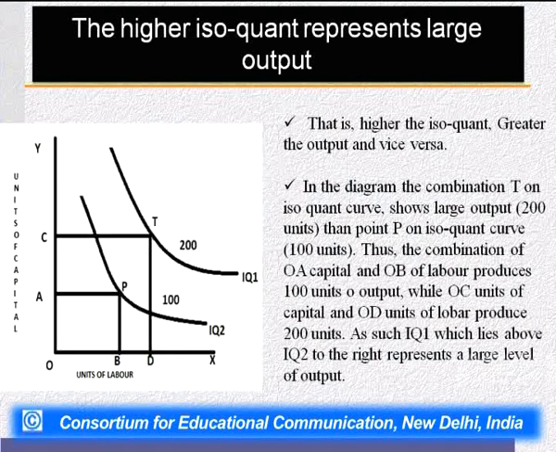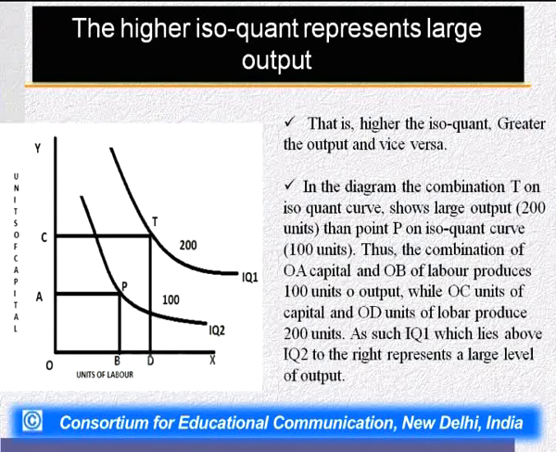The higher isoquant represents larger output. We discussed this fact: the higher the isoquant, the greater the output, and vice versa. Look at the diagram: the combination at T on the isoquant curve shows a larger output of 200 units, and the point P on the isoquant curve shows 100 units. Thus the combination of OA capital and OB labor produces 100 units of output, while OC units of capital and OD units of labor produce 200 units. As such, IQ2, which lies above, to the right, represents a larger level of output.